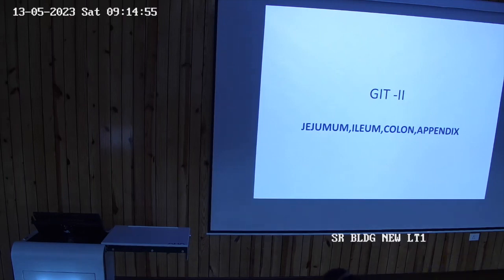When we open the peritoneum and abdomen, we find that the small intestine is showing a large number of permanent folds. It is not looking straight. It is showing a large number of permanent folds. I am using the word permanent folds. These permanent folds are called plica circularis.